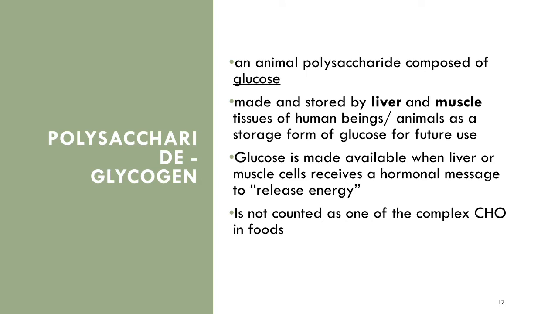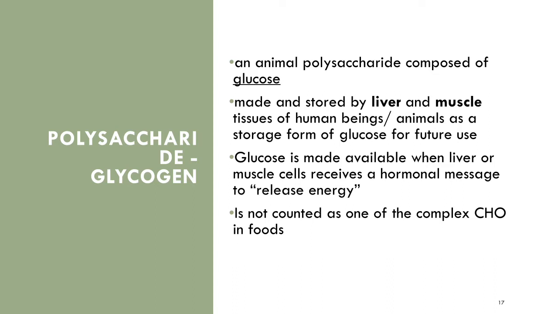Let's talk about one of the important polysaccharides, glycogen. Glycogen is an animal polysaccharide, okay? So basically, glycogen can only be found in animals, right? You cannot find glycogen in plants, okay? Please take note of that. So it's an animal polysaccharide, and glycogen is just made out of glucose. We have many glucose monosaccharide units chemically bonded together to give you glycogen.